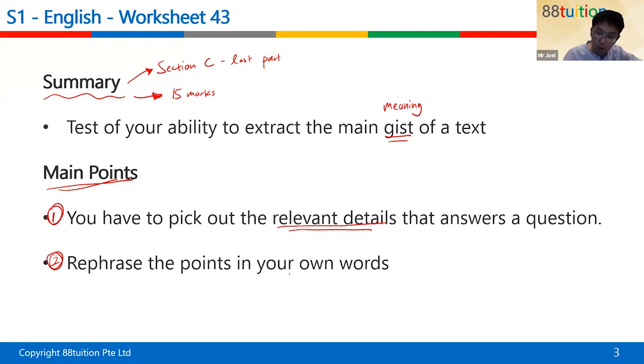You need to use your own words to express the same meaning that the passage actually had for you. So there's a skill involved in picking out main points. Is it relevant or is it irrelevant? You have to decide. Based on what? Based on the summary question criteria.